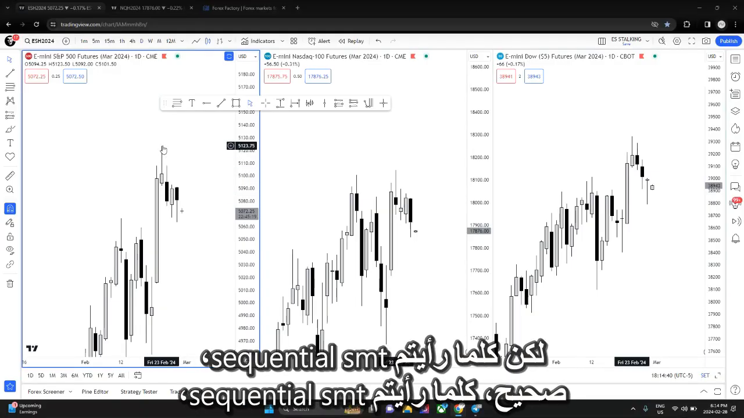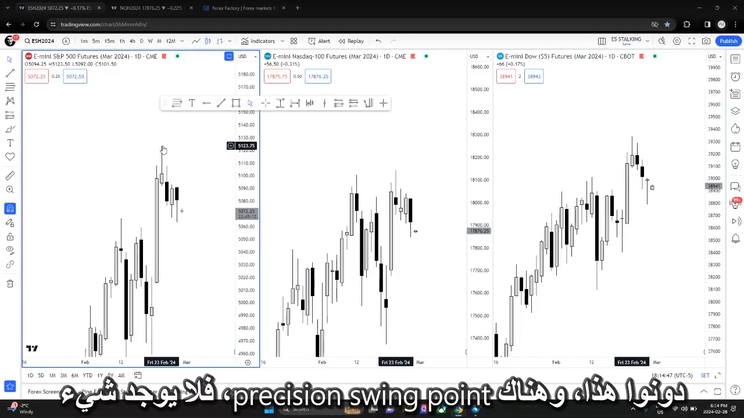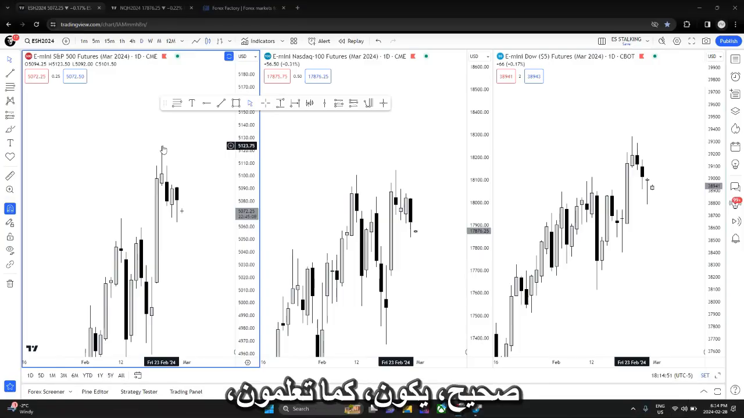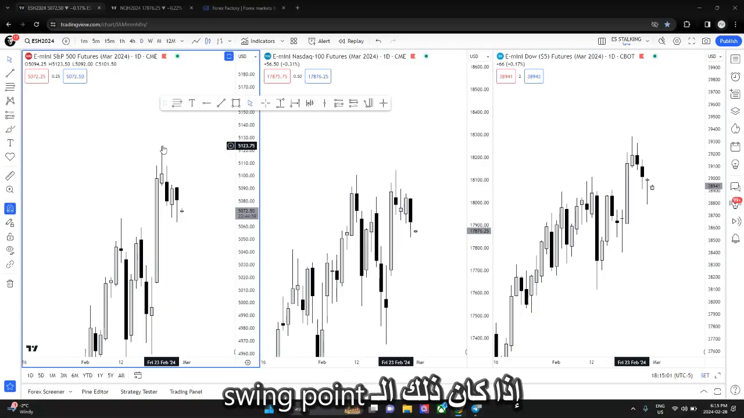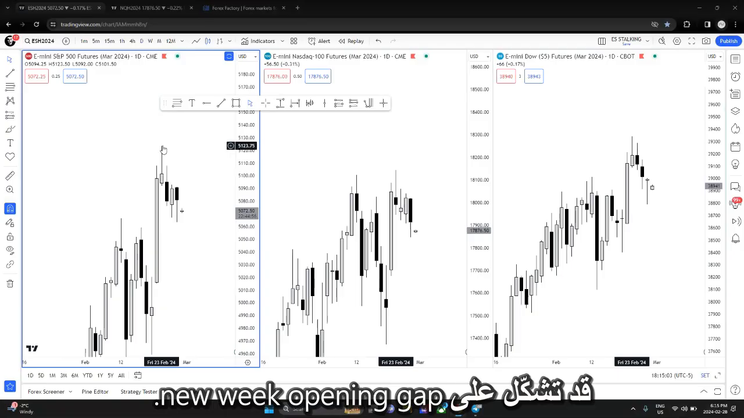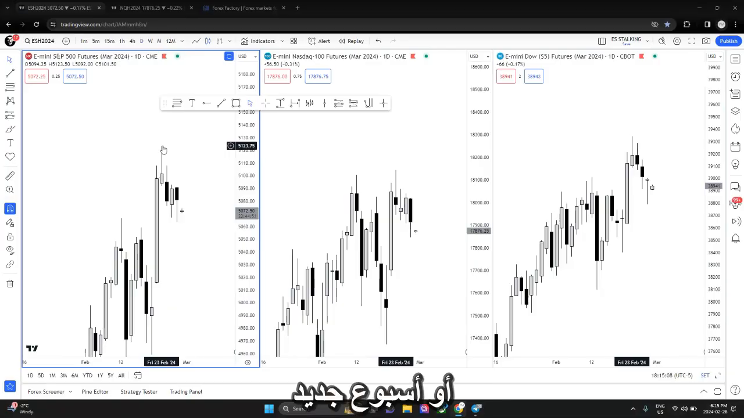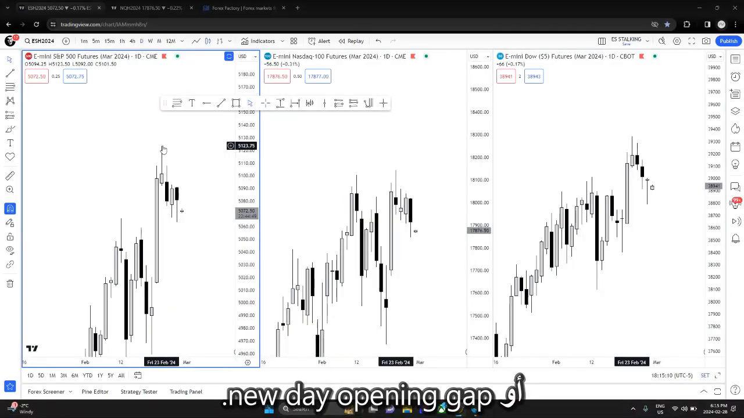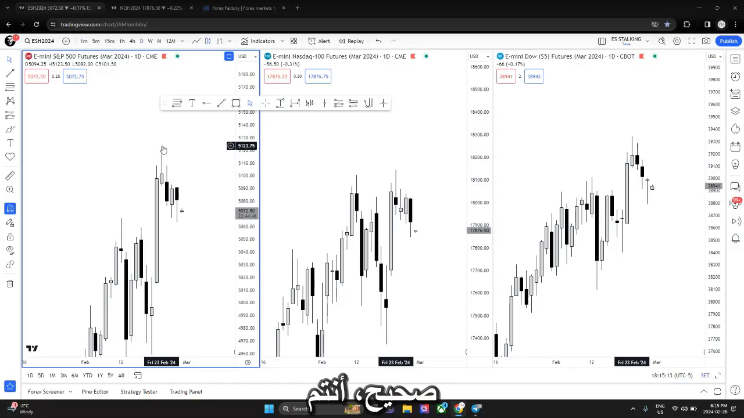But whenever you see sequential SMT, write this down, and there is a precision swing point, there is nothing more powerful than that. Especially if that swing point formed on a new week opening gap, or a new day opening gap, right? You understand?